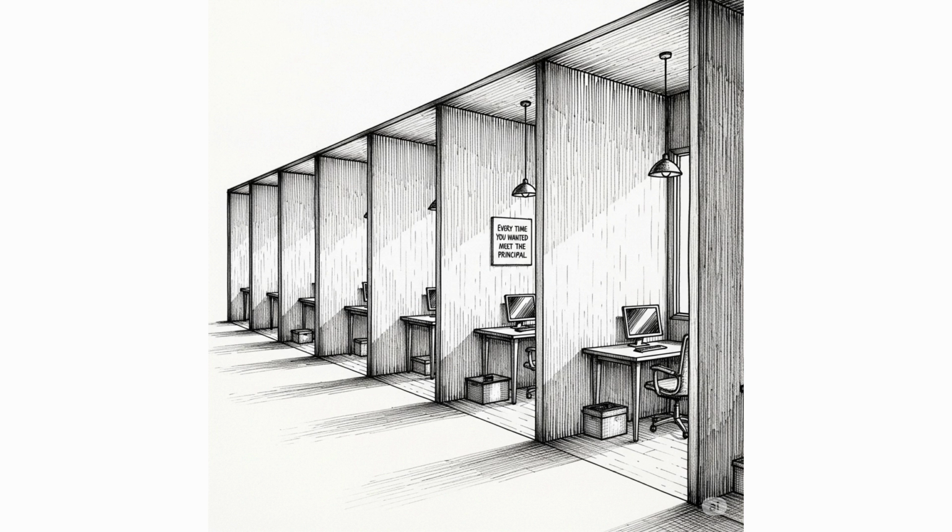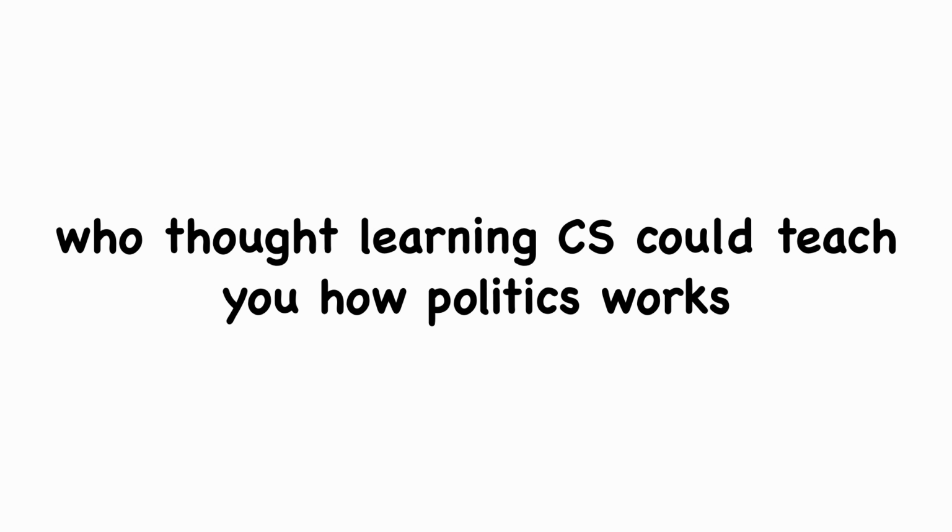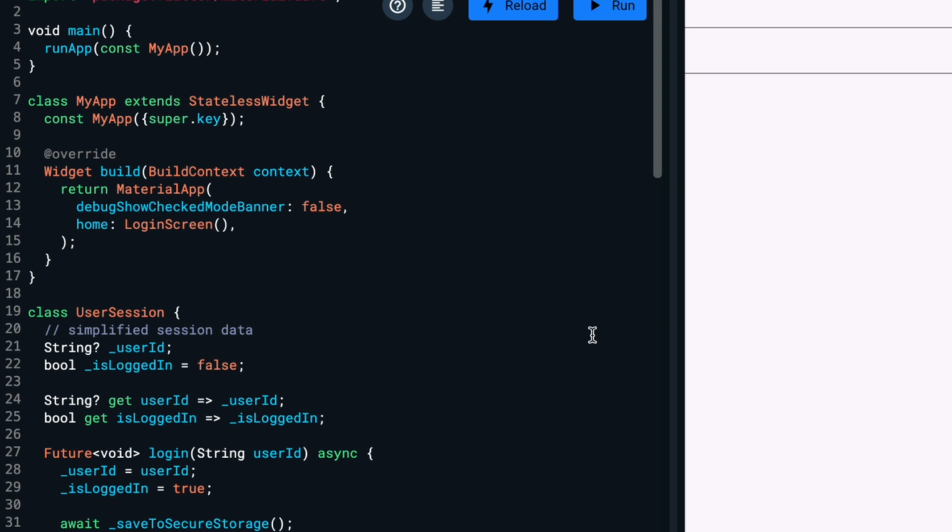Imagine if every time you needed to talk to the principal of a school, a new office was created. Where would you go? It would be chaotic and inefficient, right? Similarly, the Singleton pattern prevents multiple instances of a class from being created, ensuring that there's a single point of control, just like the principal's office is a single point of control in the school. Let's dive into the code to understand this better.